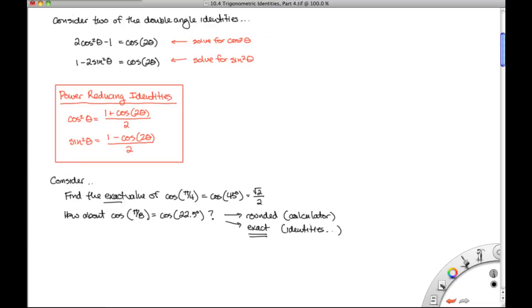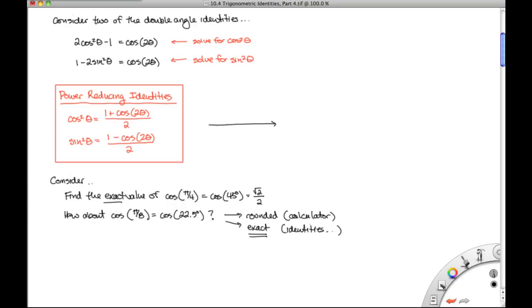Now, one thing that you may notice here is that the comparison between pi over 4, pi over 8, or 45 and 22.5 is that these angles are related and that they're half of each other. And what we're going to be doing is talking about the half angle identities. Now, if we went back up to these power reducing identities, these are where the half angle identities come from.